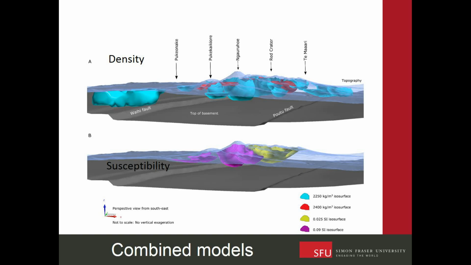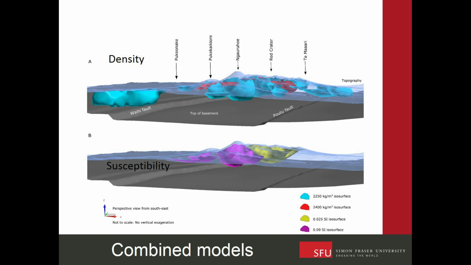So looking at our combined models, just some isosurfaces of high density in here, with the red and low density here. You can see under Mount Ngauruhoe, we've got this low density root extending down to the basement. This correlates with this high susceptibility of this fresh volcanic rock, unaltered. It's low density because this is mostly a big scoria cone. Lots of pyroclastic material, not much solid thickness of lava.